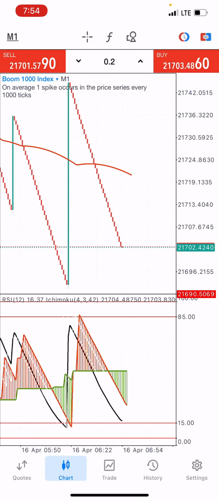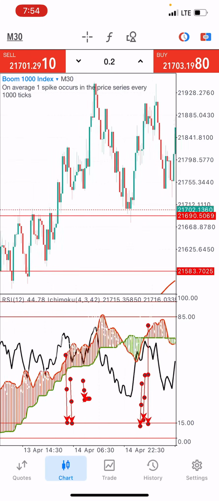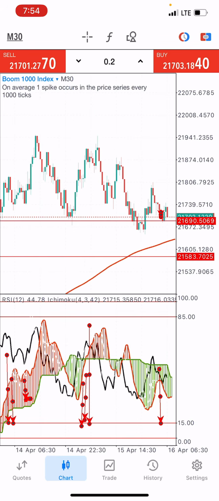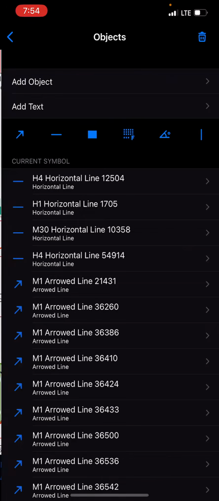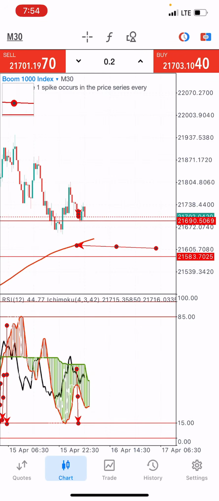Now you use the 1 minute time frame. We use the 30 minutes time frame and the 1 minute time frame. For the 30 minutes time frame, before you even decide to buy, you have to check on it. Where is the red indicator? This one here inside the main chart. You want to know where its location is.